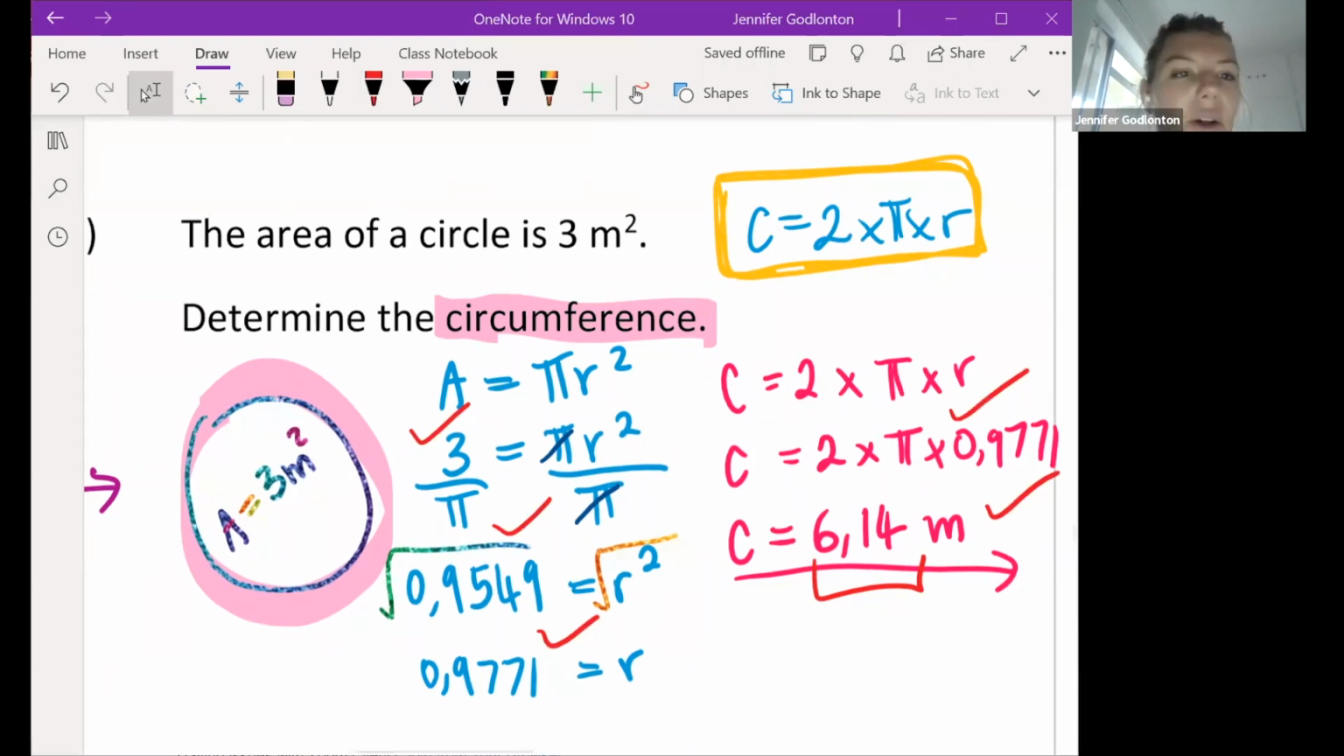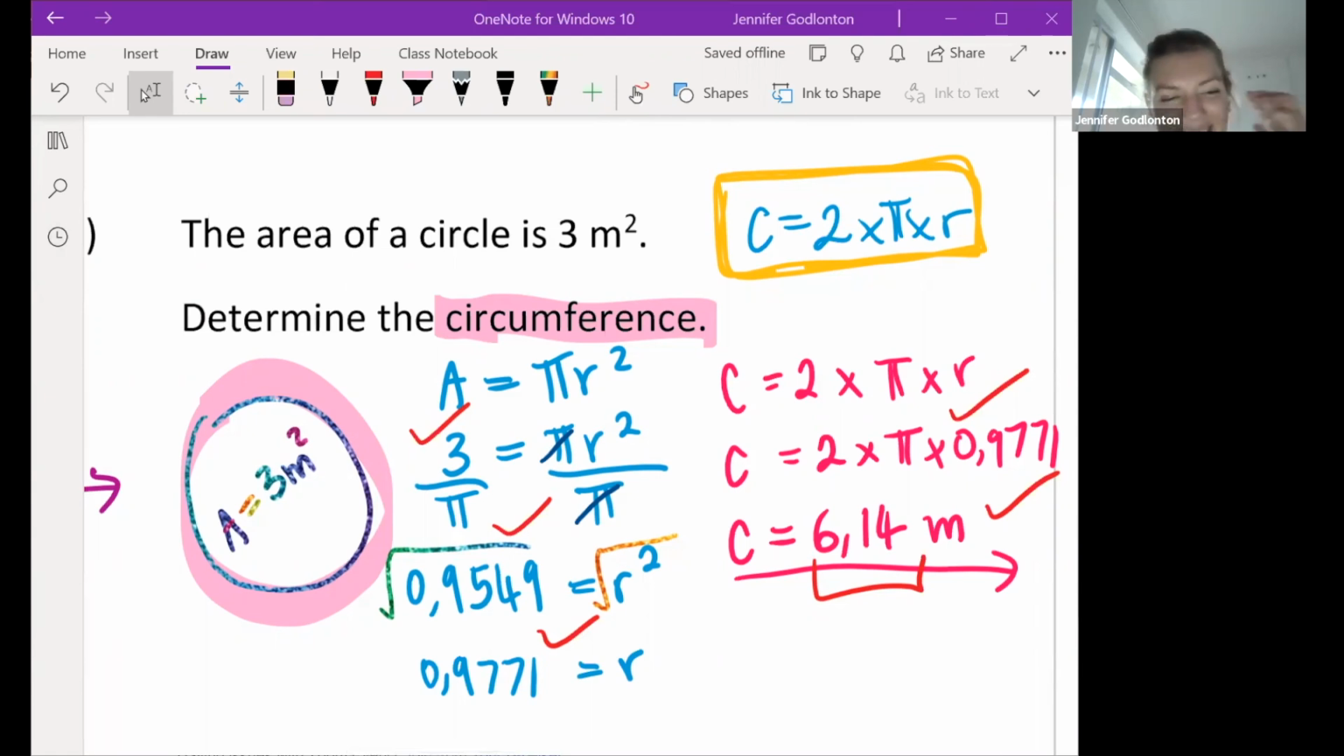Yeah, Apiwe, how can I help? Okay, well, ma'am, I got a different answer because I used 0,954. I never put the 9. Okay, so you said the square root of 0,954. So then yours would have been 0,976. Oh, okay, all right. Okay, thank you, ma'am. It's okay.